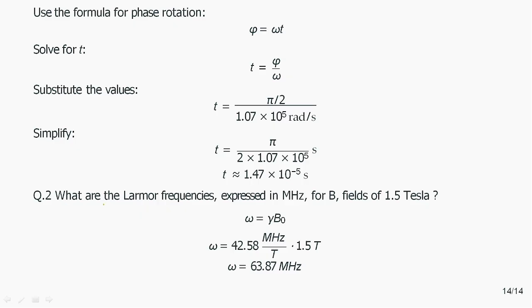The next question is, what is the Larmor frequency expressed in megahertz for a B field equal to 1.5? That means B is given as 1.5 Tesla. We know that the gyromagnetic ratio is 42.58 megahertz per Tesla. So by multiplying this, we find that the Larmor frequency is 63.87 megahertz.